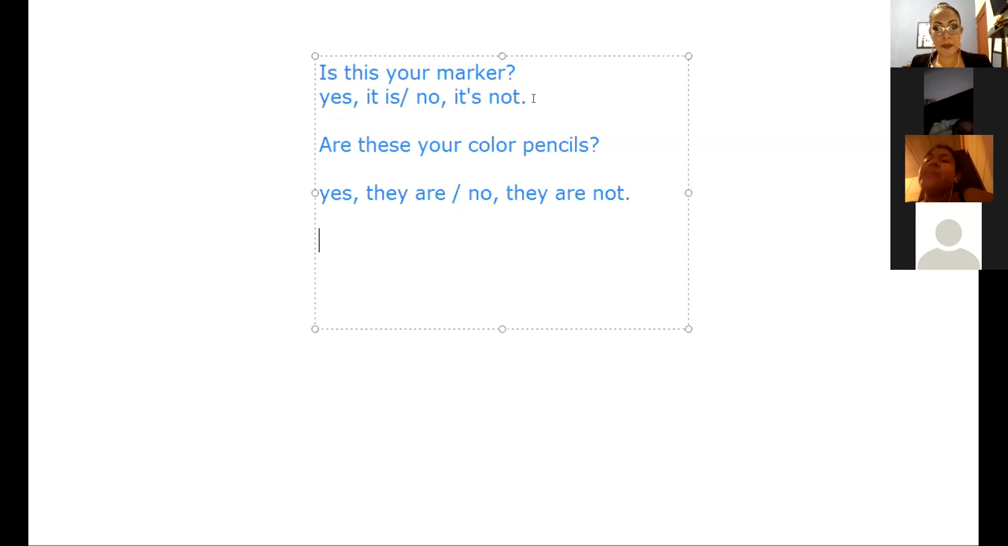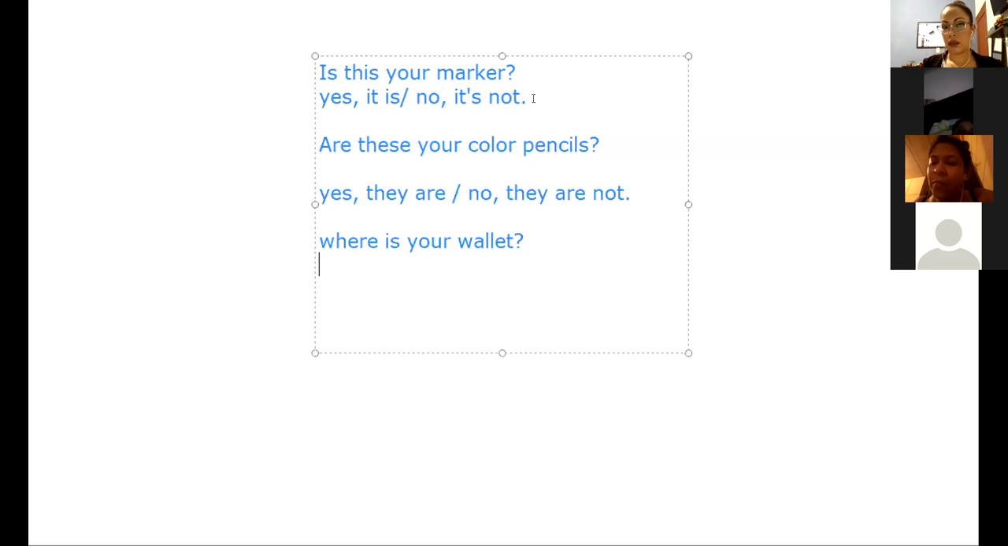En este ejercicio, la otra pregunta que vamos a practicar es ¿dónde está? o ¿dónde están? Ok, si yo le quiero preguntar ¿dónde está tu cartera? Where is, porque voy a preguntar en singular, is. Where is your wallet? ¿Dónde está tu billetera? Entonces usted me va a contestar, it is, ella está sobre la mesa, por ejemplo, on the table.